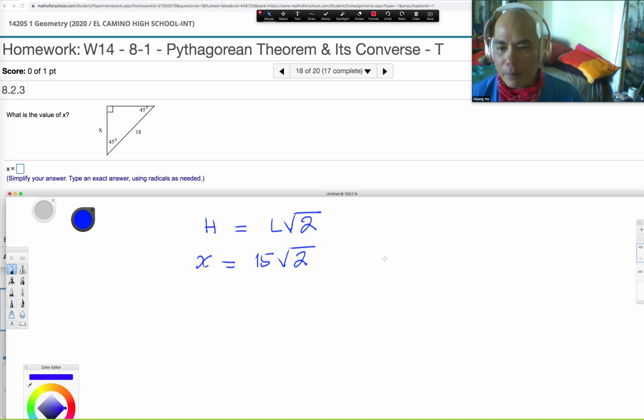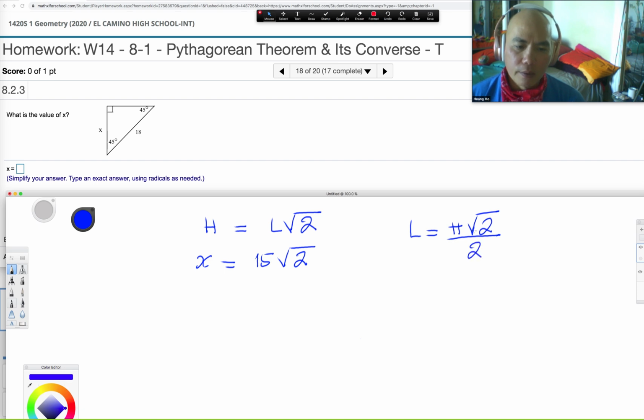Similar, but this time it's a special right triangle, 45, 45, 90-degree triangle. But this time you're looking for the leg. So if you look for the leg, the formula changes. The formula is hypotenuse times square root of 2 divided by 2. All right. So you can write down these two formulas on your page.